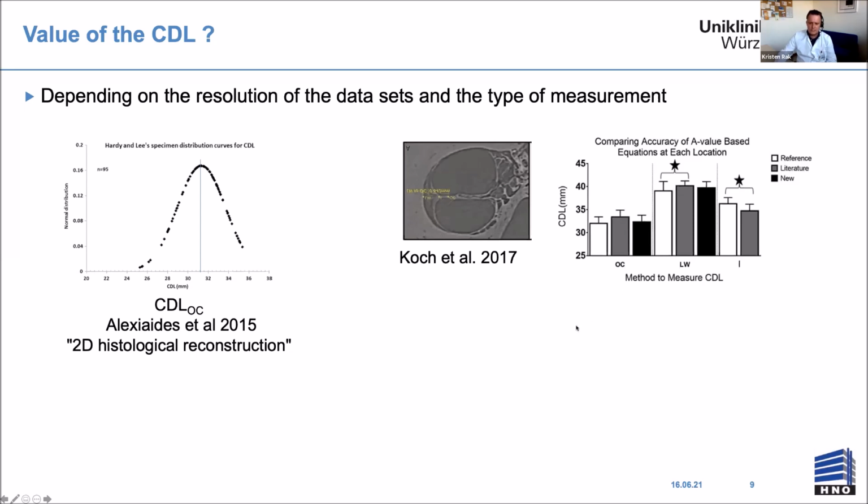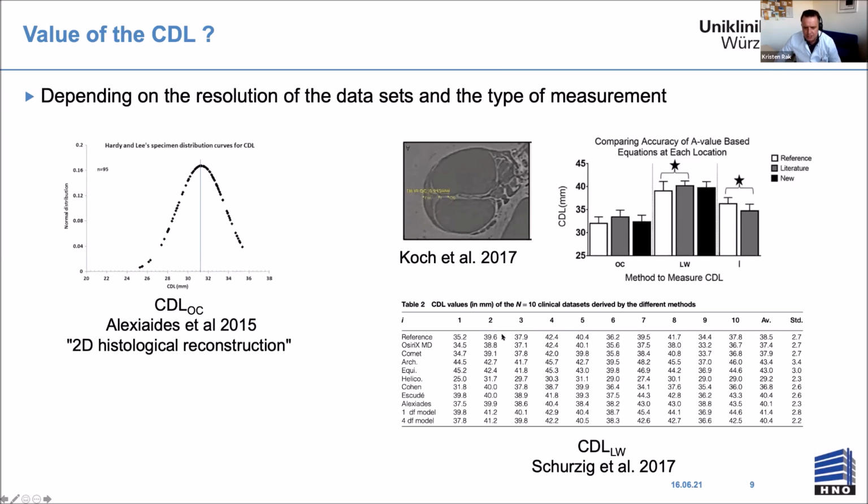And also Daniel Schurzig compared in one of his publications different techniques to measure the cochlear duct length. You can see the average is literally between 29 millimeters and 40 millimeters in the same preparations. If you sum up the most recent publications, the cochlear duct length is in the mean more or less 39.5 millimeters, and then the organ of Corti is 33 millimeters, but there is also, like Nick said, a big standard deviation.